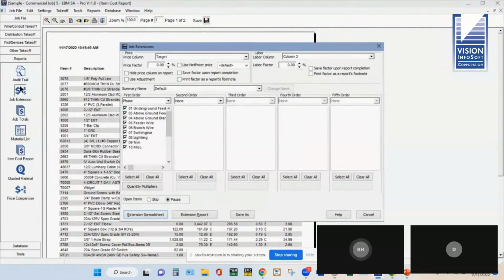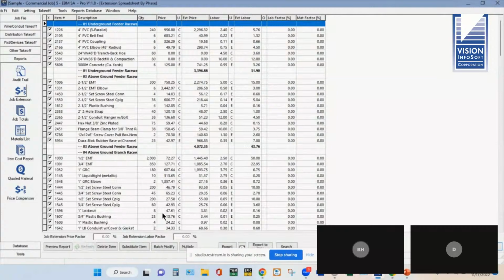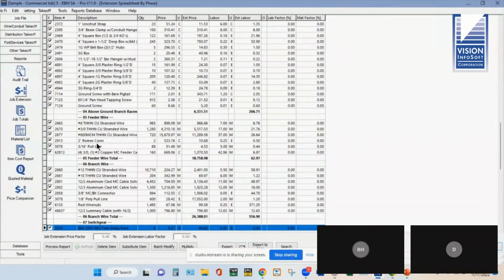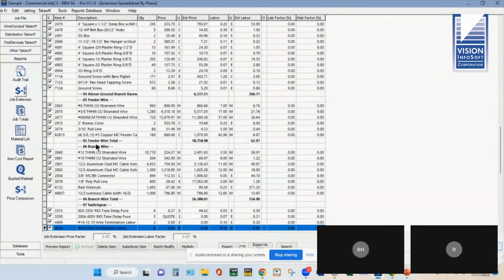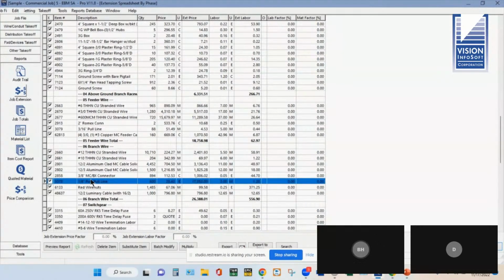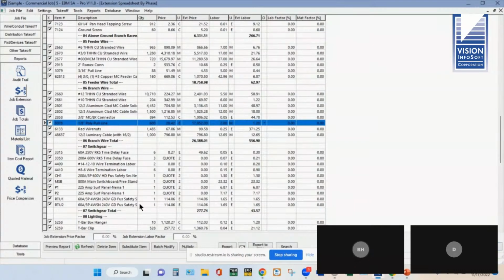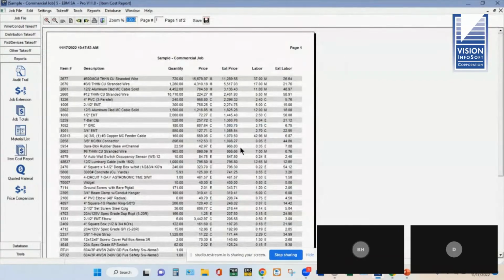So when you go back and fix it, there's my 3/16 is okay. My 1/8-inch pull line is right here. Just change the unit of measure back to M. Hit save. And then we can go back to the item cost report. And now it's not at the top of the list anymore. So that's a really helpful report to finding mistakes.